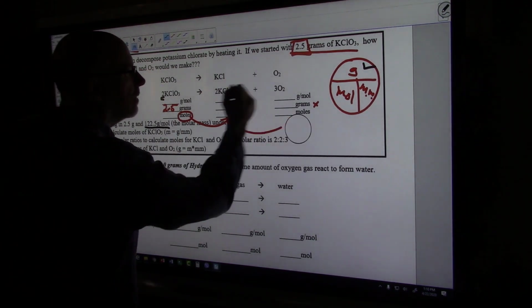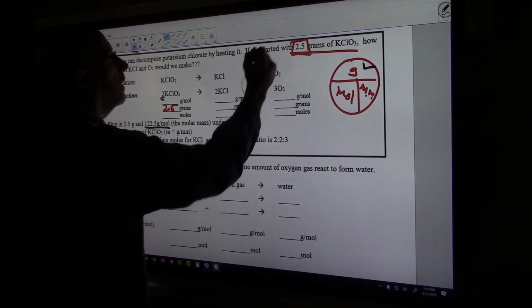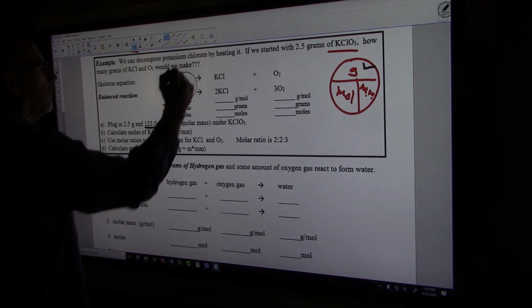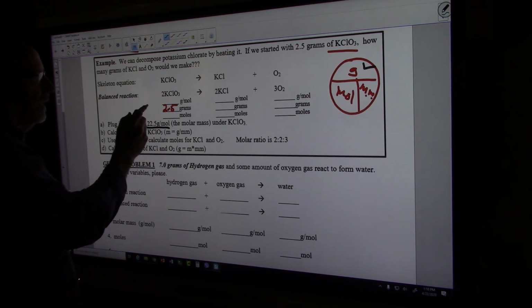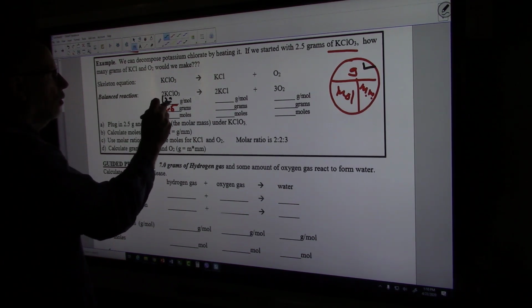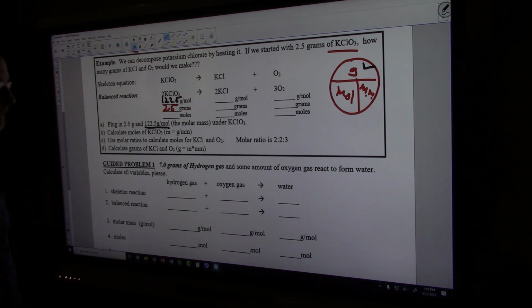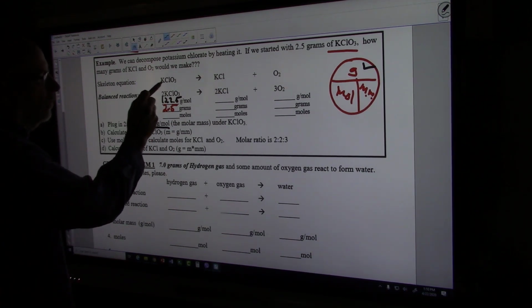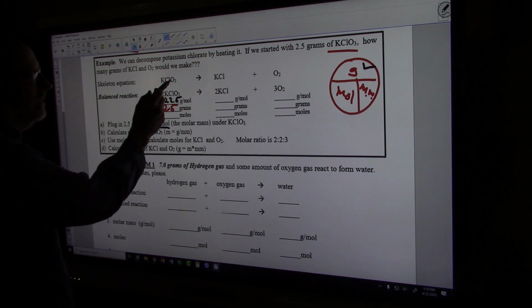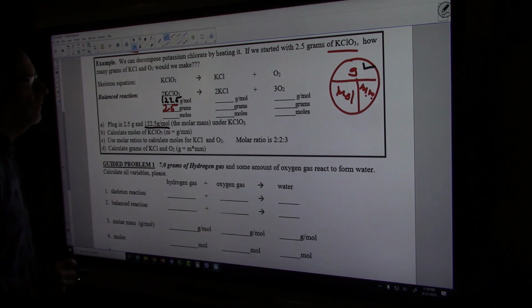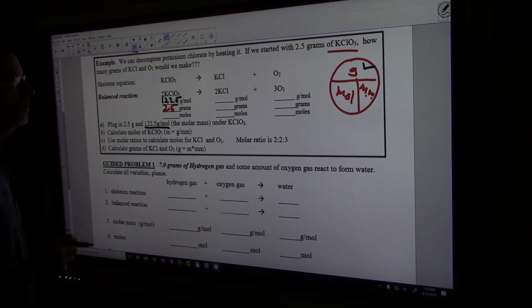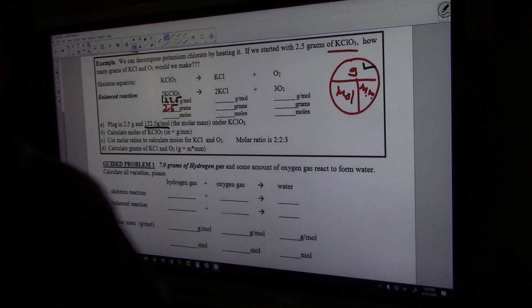It's getting kind of messy, so I'll clear that up. Okay, so 122.5 grams per mole of KClO3. Got that from the periodic table. Potassium weighs 40, Cl weighs 35, O weighs 16, there's 3 of them. Don't use the 2, don't use the coefficient for this. So when we calculate the moles, moles equals grams divided by molar mass. Of course I didn't grab a calculator.